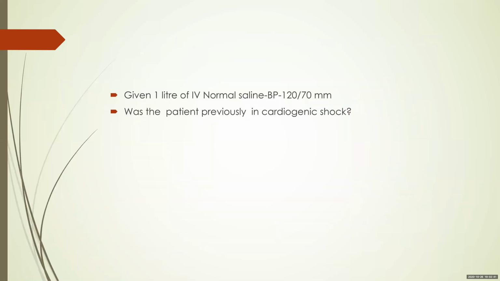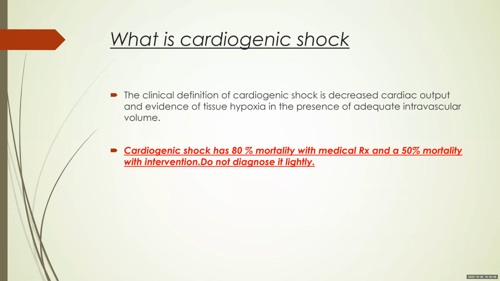Patient was given 1 liter of IV normal saline. Now the BP has improved to 120/70. Let's go retrospectively. Was the patient previously in cardiogenic shock? The answer is obviously no, because cardiogenic shock is an extremely lethal condition and is extremely difficult to treat. If the BP improves with 1 liter of normal saline, the patient obviously is not in cardiogenic shock because of the extreme difficulty in treating it.